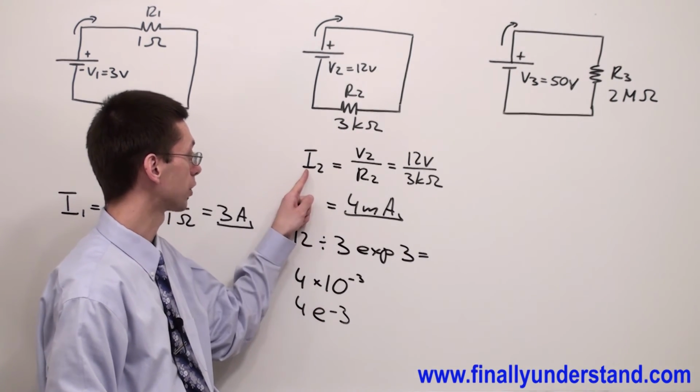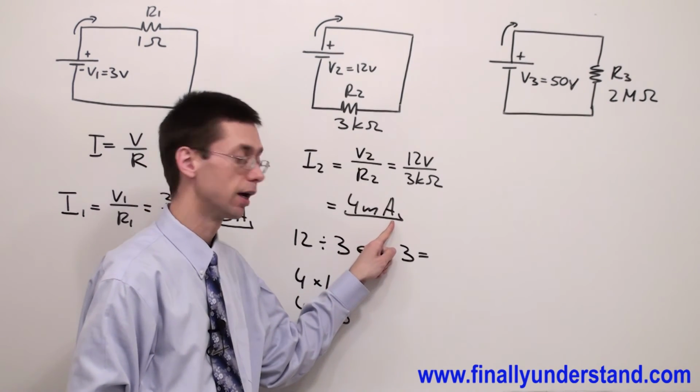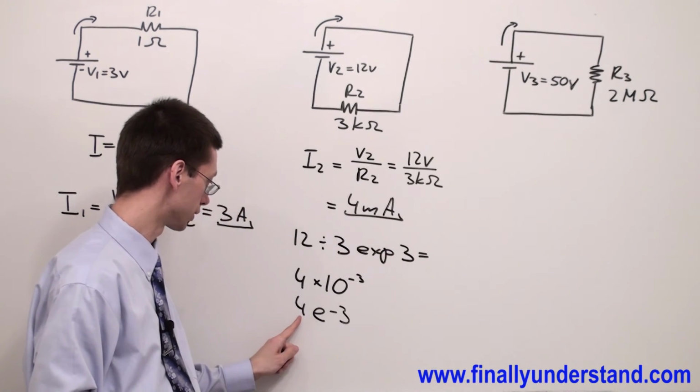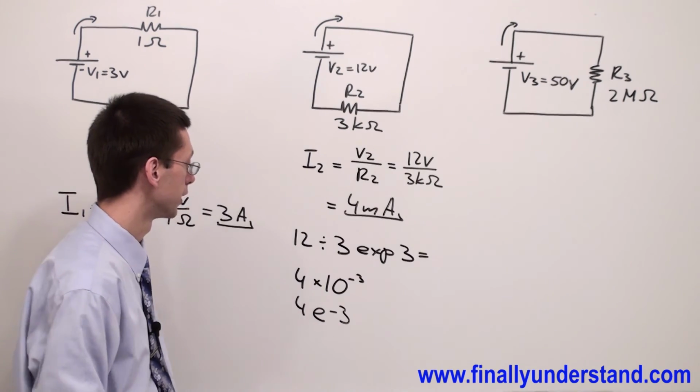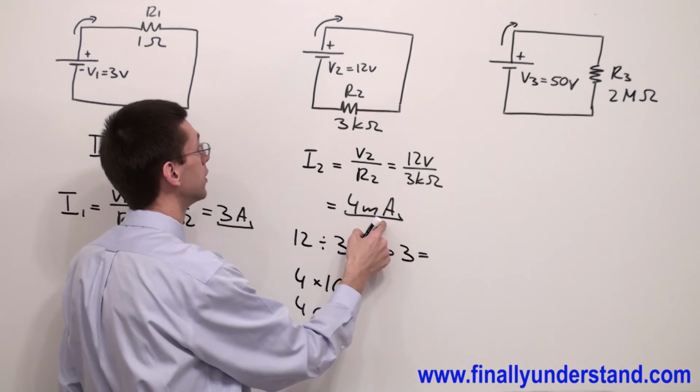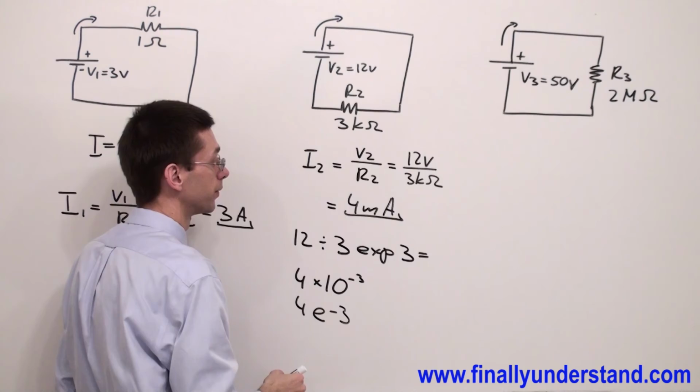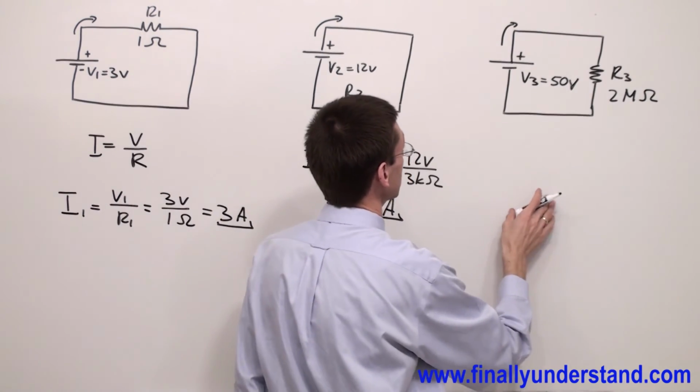And because we are looking for current, we're supposed to add amps. This one also stands for 4 milli. So 4 milliamps is the value of the current in this circuit. Let's take a look at this example.